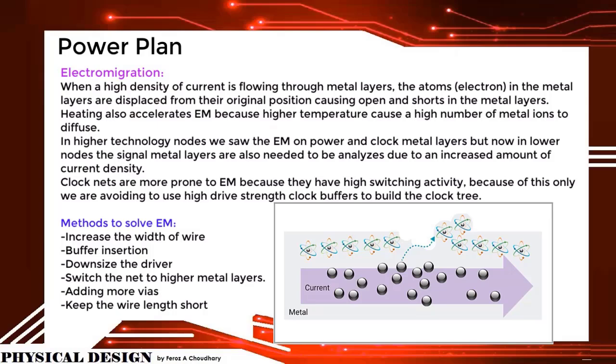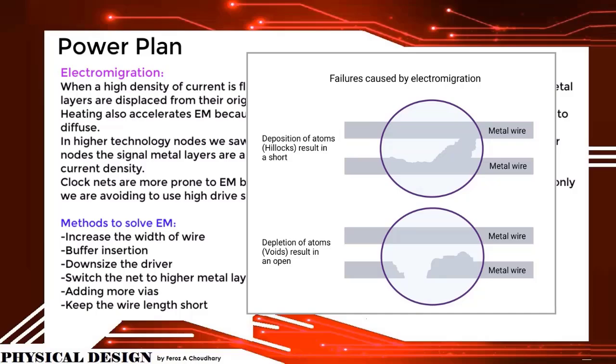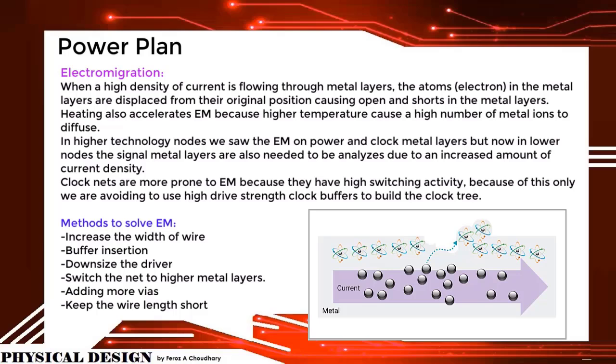Electromigration. When a higher density of current is flowing through a metal layer, the atoms in the metal layer are displaced from their original position, causing opens and shorts in the metal layers. Heating also accelerates electromigration because higher temperature causes a high number of metal ions to diffuse. In higher technology nodes, we saw electromigration on power and clock metal layers, but now in lower nodes, the signal metal layers also need to be analyzed due to an increased amount of current density.